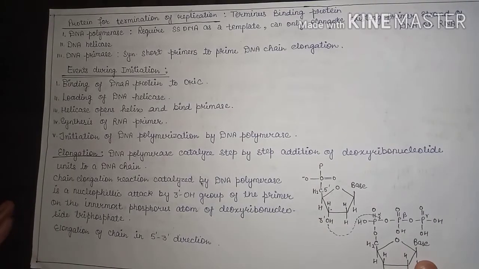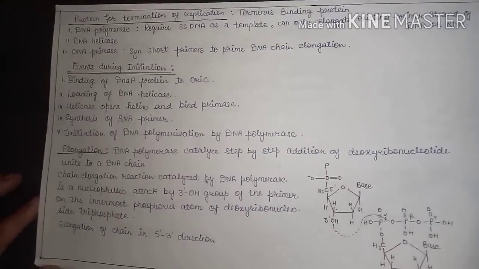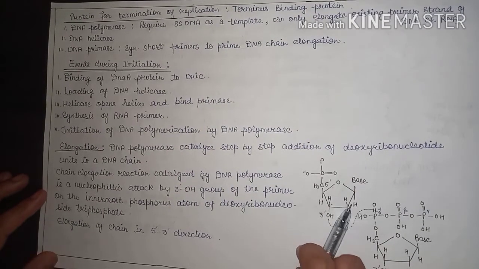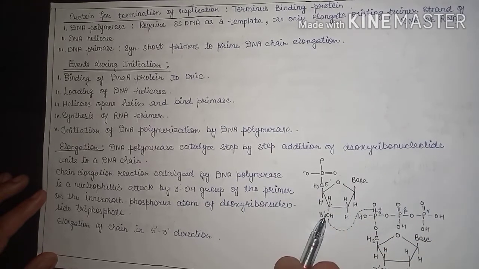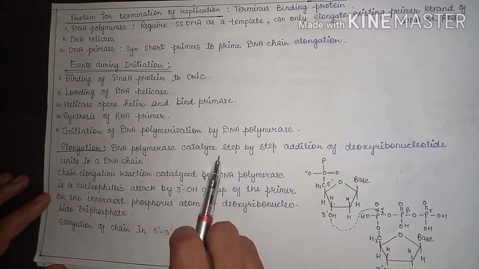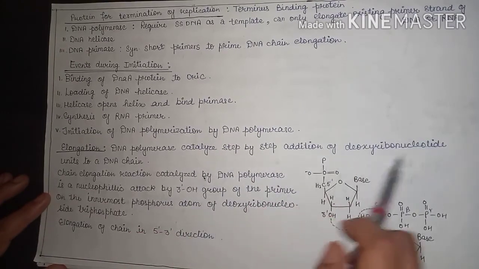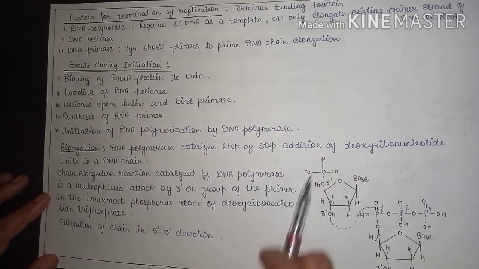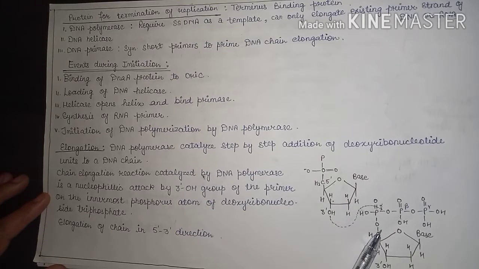The next step is known as elongation. During the elongation process, a step-by-step addition of deoxyribonucleotide units to the DNA chain occurs. So the elongation carries on. DNA polymerase catalyzes the step-by-step addition of deoxyribonucleotide units to the DNA chain. These units are attached one by one to the DNA chain and lead the process of elongation.